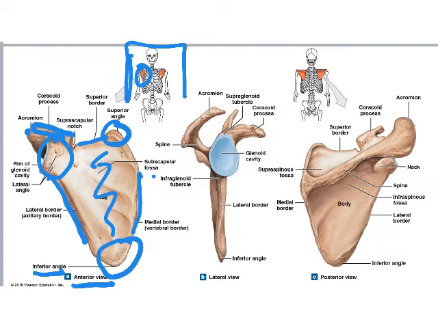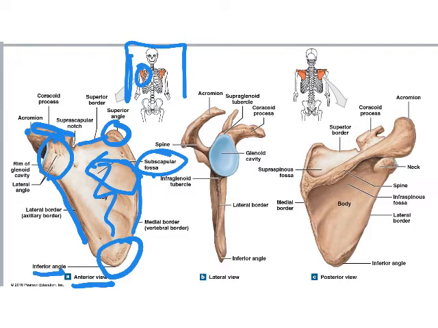And then you can see some depressions, as we'll see as we go along looking at the scapula, where some of the muscles of the rotator cuff lay against the bone. So for example, this area here is the subscapular fossa. Remember, fossa just means a shallow depression.